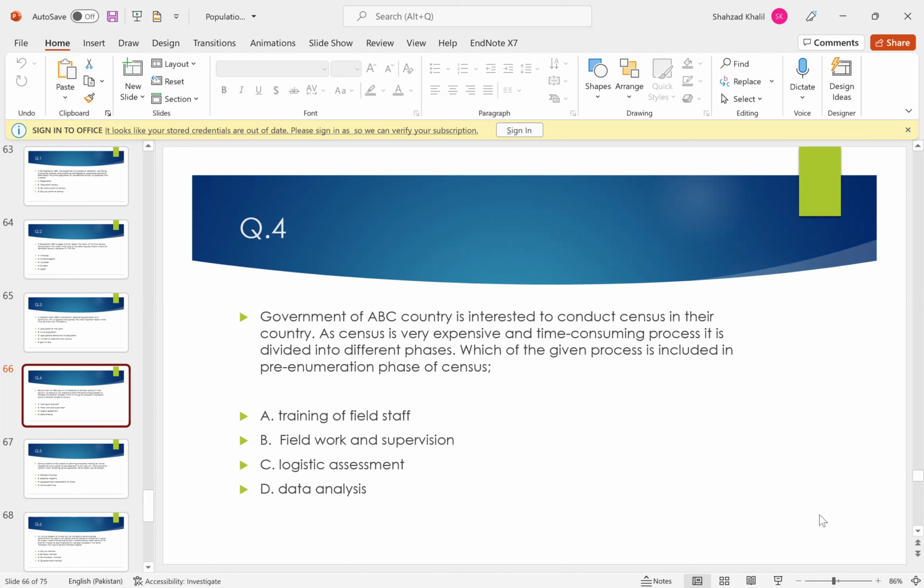Training of field staff comes in phase 2. Recruitment of field staff comes in phase 1. Phase 1 basically is the census planning phase. So training comes in phase 2, and the logistic assessment, including all the forms, the transport, everything, comes in the logistic assessment. It is in phase 1.